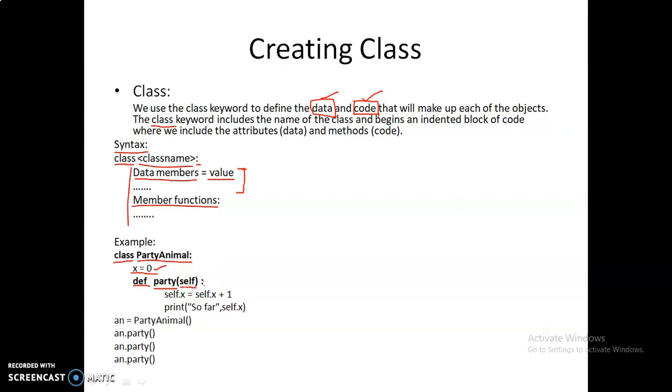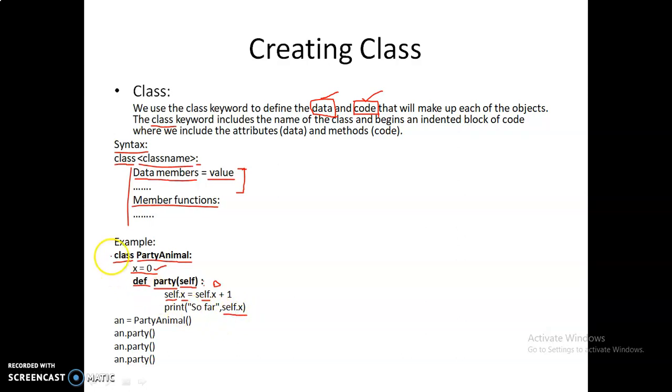Here it starts the function indentation. Now we can use this x variable with self.x = self.x + 1. Next, it increments the x variable value. Initially it has the value 0, and whenever you call this method, it increments that value by 1. Print so far, self.x is the x variable value of the class.